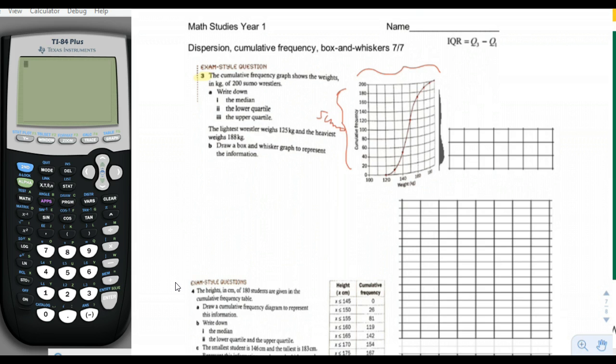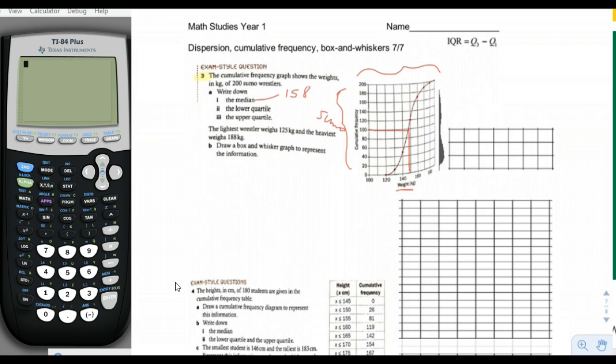Write down the median, lower quartile, and upper quartile. This is the weight here. So what would be the median? The median would be the middle sumo wrestler. Since there's 200 sumo wrestlers, the middle sumo wrestler is number 100. So we go there, and the weight at the median looks like it's about 158 maybe. So I'm going to say 158, probably kilograms.